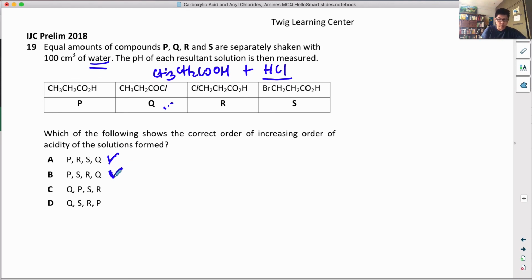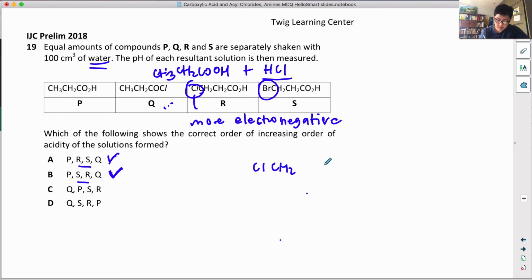So actually we only have to consider R and S. So between Cl and Br, the one that's most acidic is the one where the negative charge is dispersed to a greater extent. So Cl, being more electronegative than Br, will help to disperse the negative charge to a greater extent. So this is what I'm going to draw.